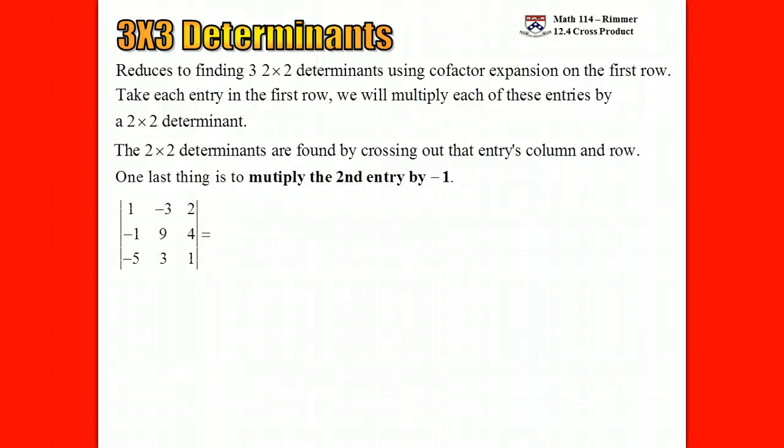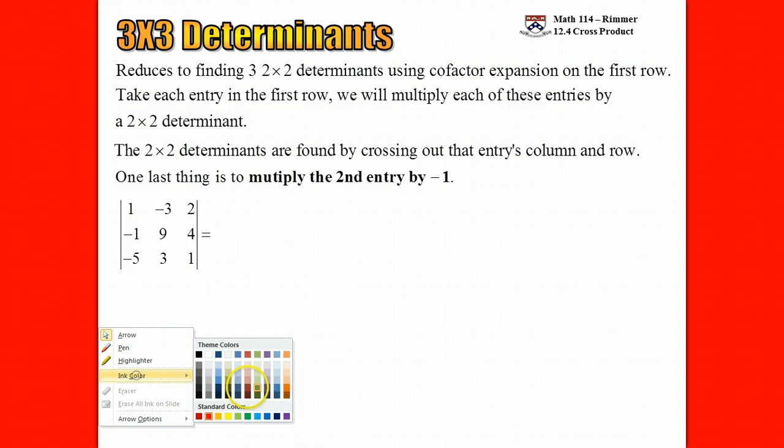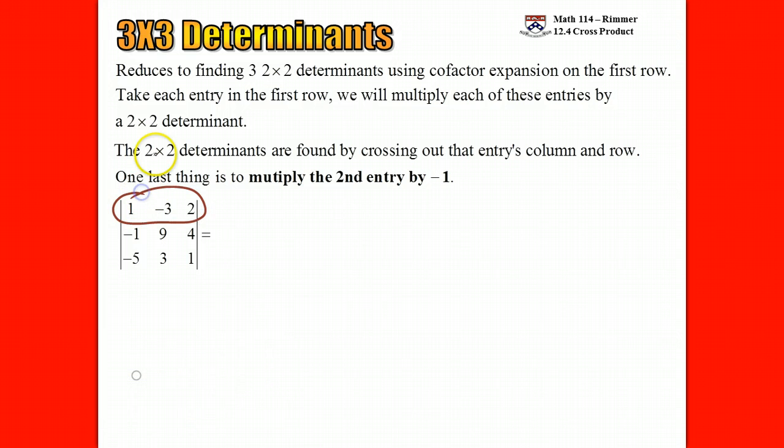Okay, so here's a matrix full of numbers. It's 3x3. We're going to calculate the determinant of this matrix by expanding on the first row. Here's my first row. According to what's above, I take this first entry, cross out the row and the column, and I'll be left with this 2 by 2 matrix. It's called a cofactor. So 1 times the determinant of that is part of my answer.